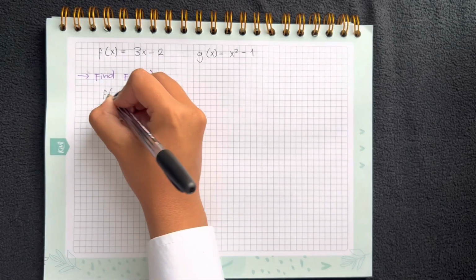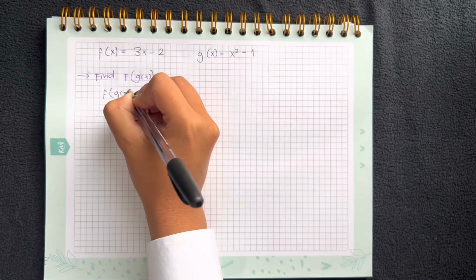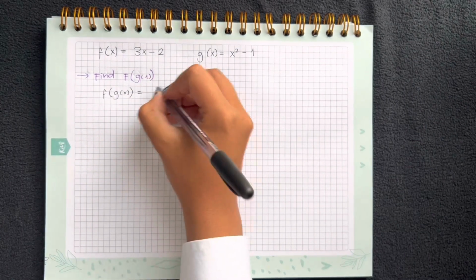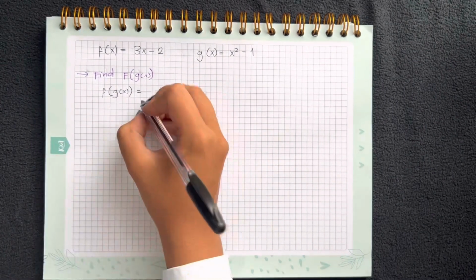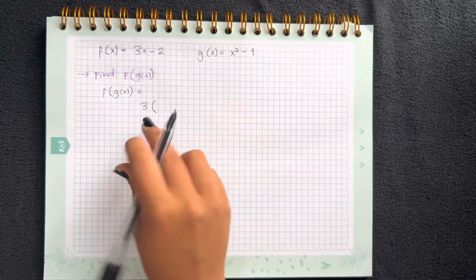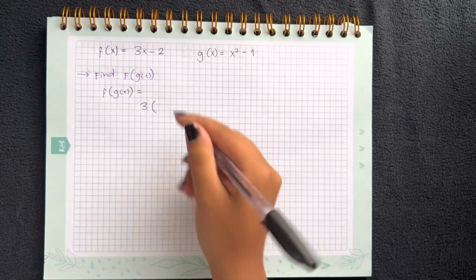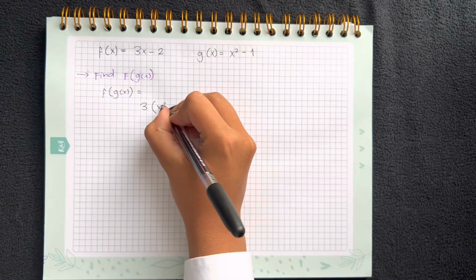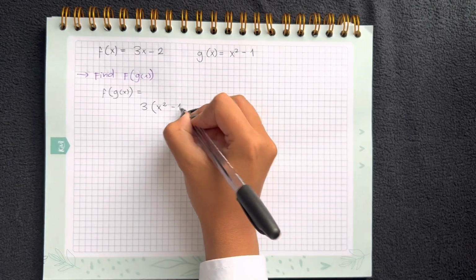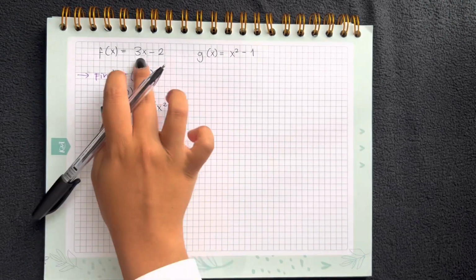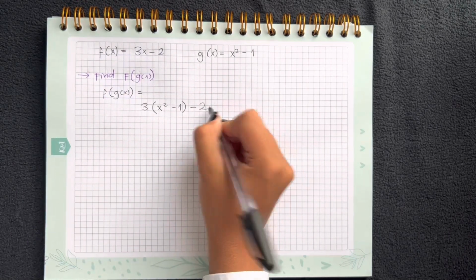f of g of x is equal to, and let's do it, 3, and put a parenthesis to write this and not get confused, x squared minus 1, close the parenthesis, and follow what is next, minus 2.